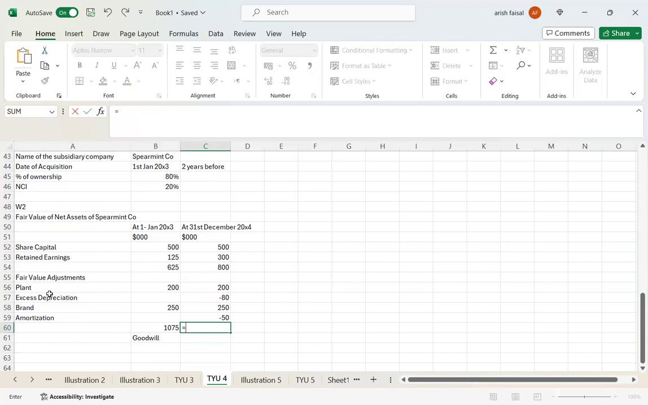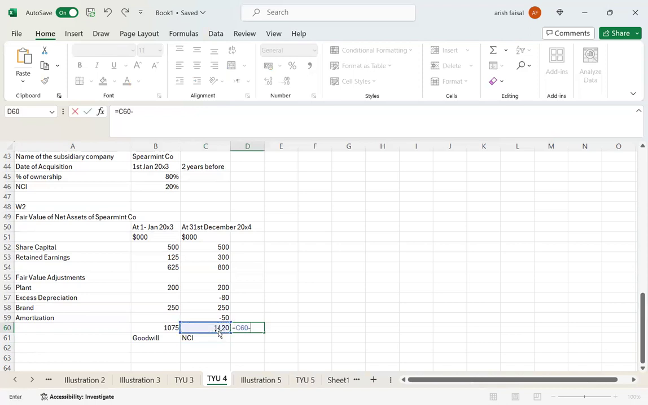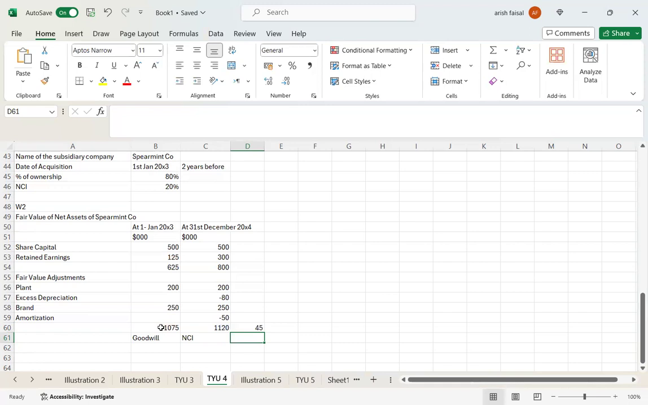But on the other hand, for the reporting date, you have 800. Net of this is 120, so 200 minus 80, you get 120, and then 250 for the brand, adjusting for the amortization of 50. So the final figure we get is 1120, and this value will be used while you're calculating the NCI value, right? The difference between them is 1120 minus 1075. So you get 45, and this would be used to calculate your group retained earnings.